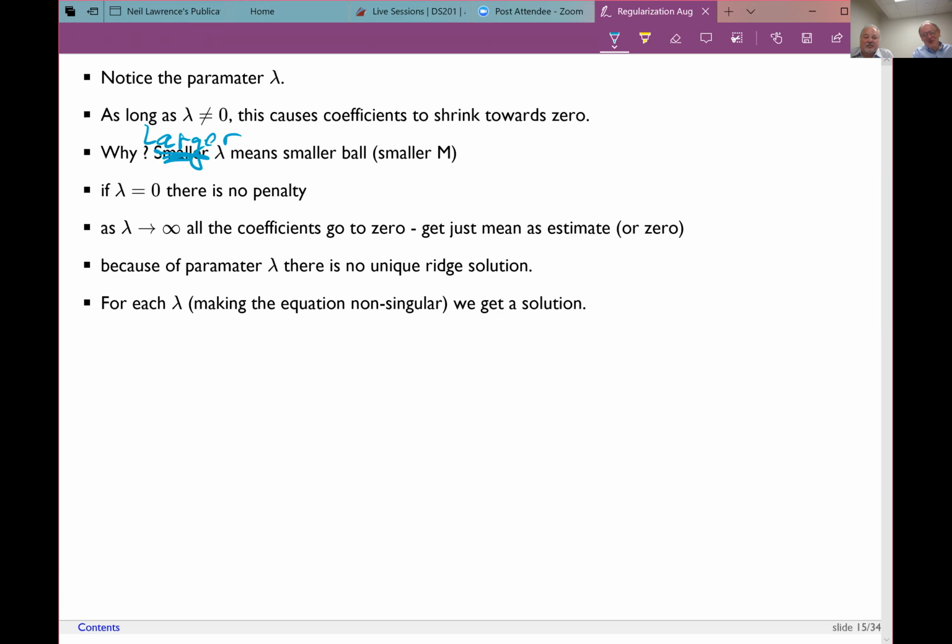Yeah. But as you said, if the lambda is small, that means you're not penalizing large coefficients very much, so they're allowed to live in a larger ball. And as lambda goes to infinity, as you're putting your penalties higher and higher, all the coefficients go to 0, and we just get the mean. So because of this parameter lambda, there is no unique ridge. For each lambda, you could arguably get a different solution. So then the question becomes, how do you choose lambda?